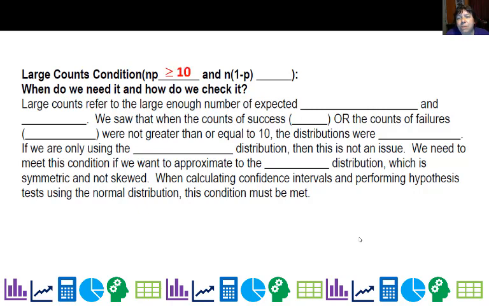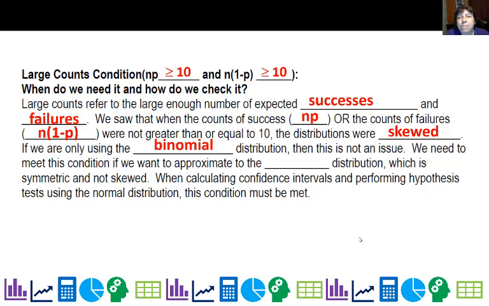That is that n times p is greater than or equal to 10, and n times 1 minus p is greater than or equal to 10. The large counts, what that refers to is large enough number of expected successes, that's n times p, and expected failures, that's n times 1 minus p. We saw that when the counts of success, n times p, or the counts of failures, n times 1 minus p, were not greater than or equal to 10, the distributions were skewed.